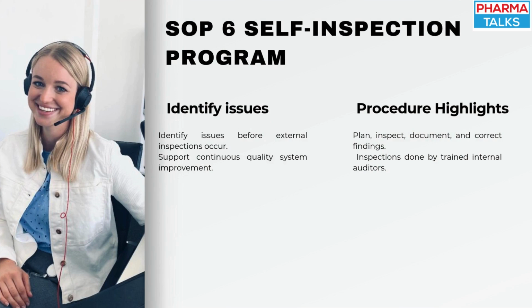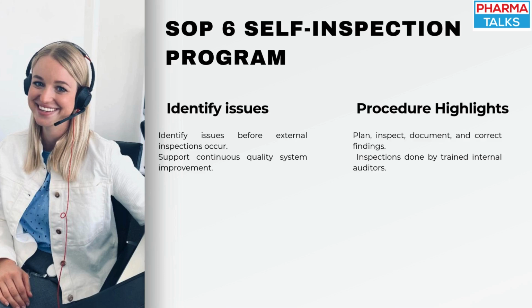SOP number 6 details the process for conducting self-inspections, which are internal audits performed by the company to assess compliance with regulations and internal procedures. Self-inspections are important for proactively identifying any potential issues, ensuring compliance, and driving continuous improvement within the quality management system. The SOP outlines a scope, frequency, and methodology for self-inspections. It includes guidelines for planning, conducting inspections, documenting findings, and implementing corrective actions.